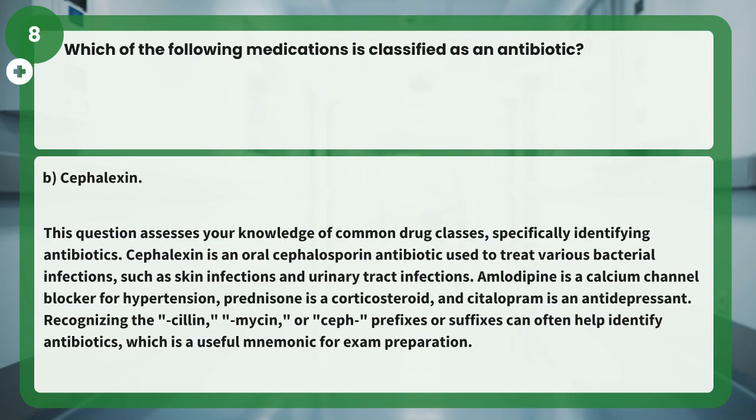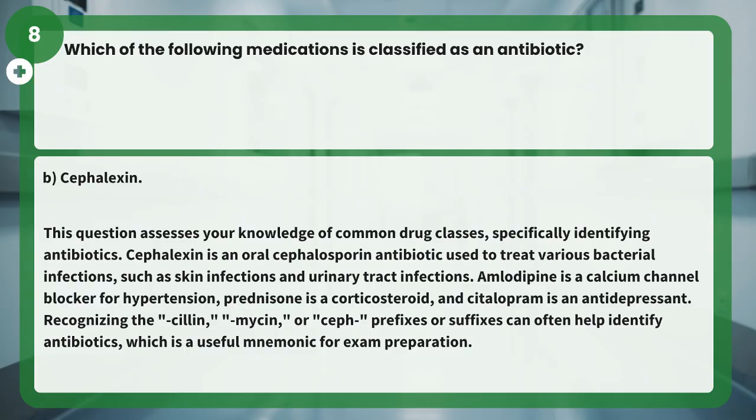Answer B. Cephalexin. This question assesses your knowledge of common drug classes, specifically identifying antibiotics. Cephalexin is an oral cephalosporin antibiotic used to treat various bacterial infections, such as skin infections and urinary tract infections. Amlodipine is a calcium channel blocker for hypertension. Prednisone is a corticosteroid, and citalopram is an antidepressant. Recognizing the -cillin, -mycin, or ceph- prefixes or suffixes can often help identify antibiotics, which is a useful mnemonic for exam preparation.